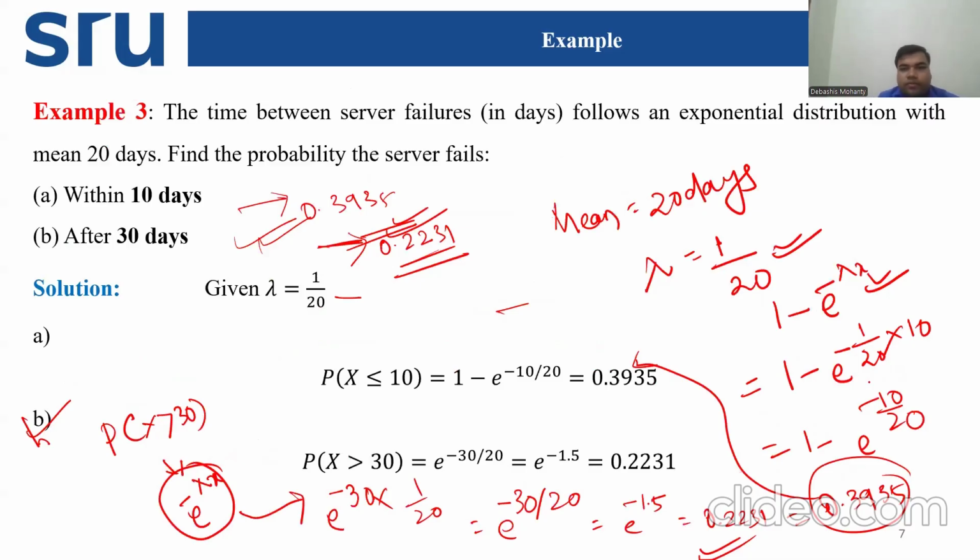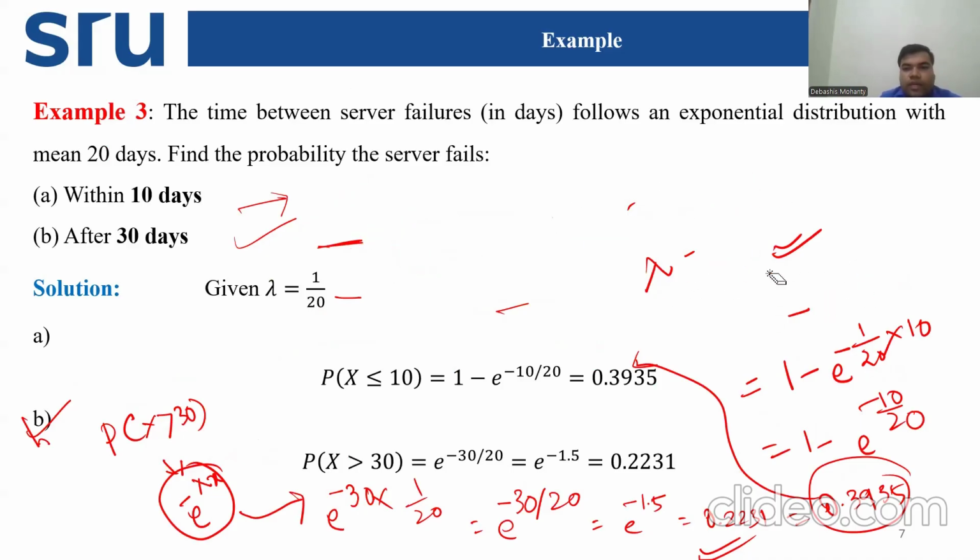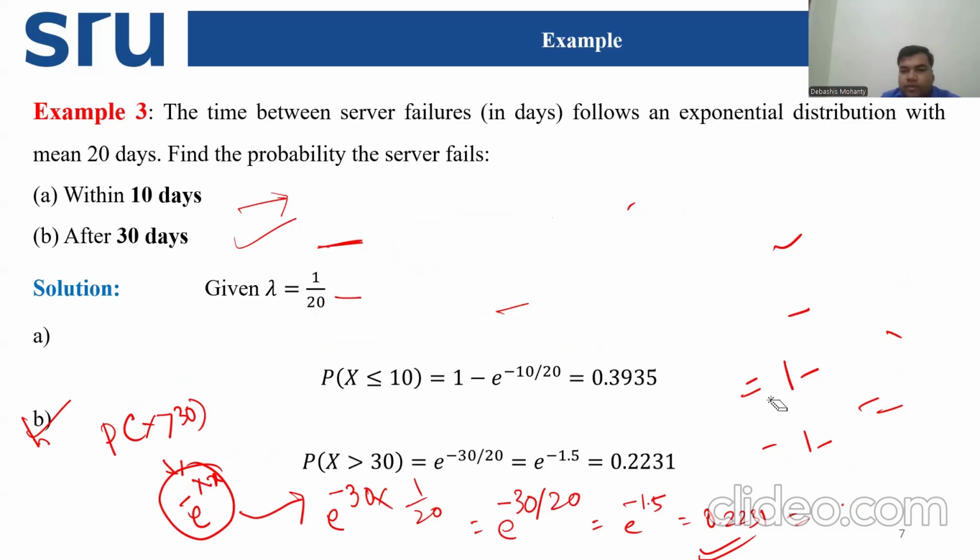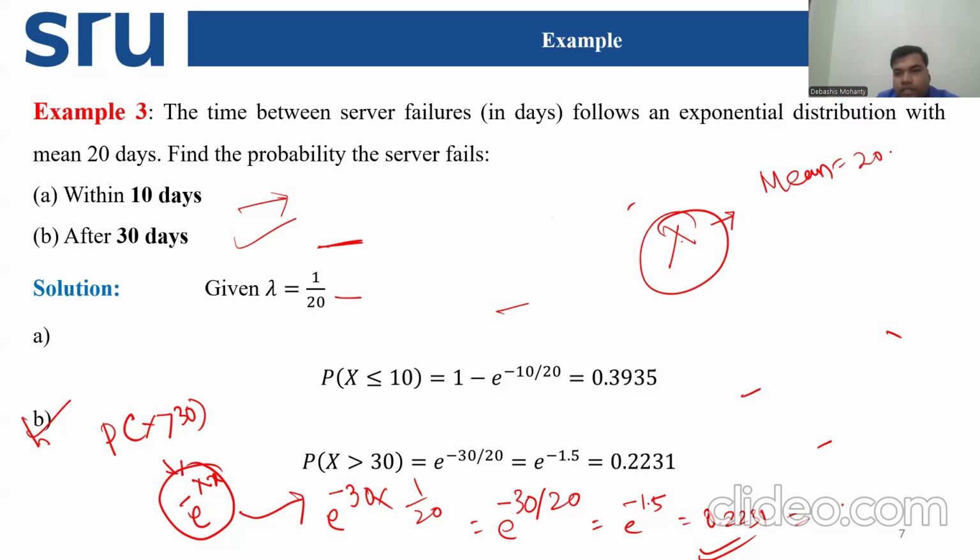This problem also we have discussed, and in this problem we have seen how we can calculate. If the mean is given, the question will ask how to find the lambda value. You can easily find it because lambda is the rate parameter. Suppose the mean is 20 days, as given here. That means the lambda value, the rate parameter, will be 1 by 20. Whatever mean is given, we calculate 1 by that value.